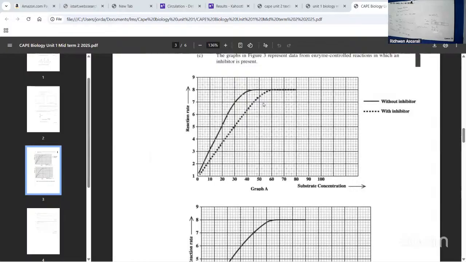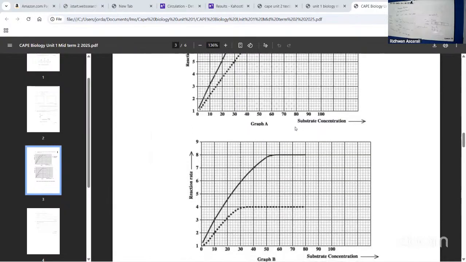Remember, with competitive inhibition, they're competing for the same sites. And one of the characteristics of competitive inhibition was that as substrate concentration increased, it would neutralize the effects of the inhibitor. If you increase the substrate concentration, it will reach a point where there are so many more substrates than inhibitors that the substrate will reach the active site first. So whenever you have a graph where there's a point of equalization, it means there's competitive inhibition. Substrate concentration increases, which decreases the effect of the inhibitor.